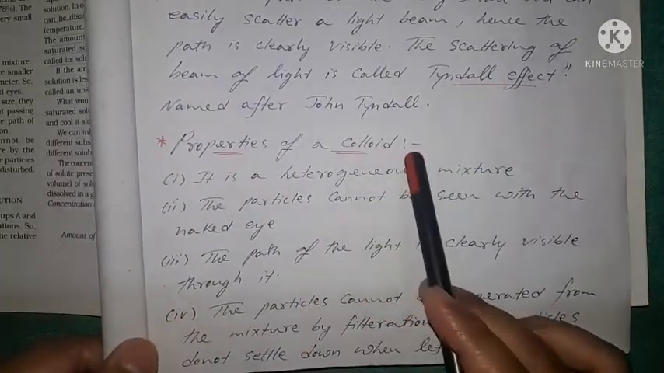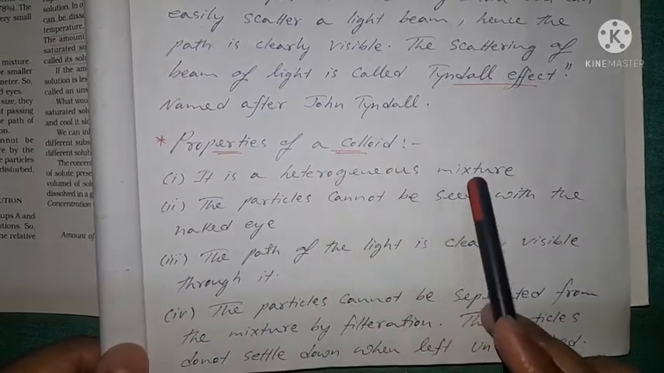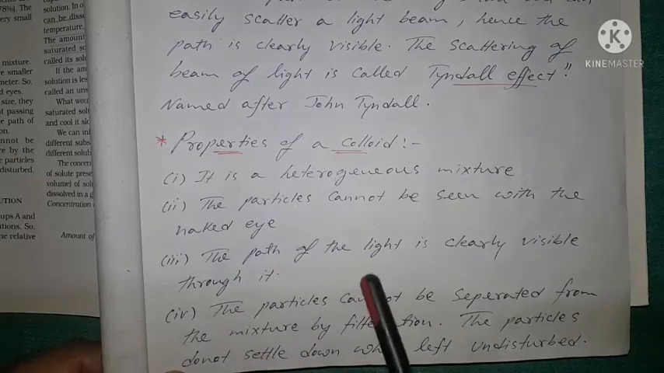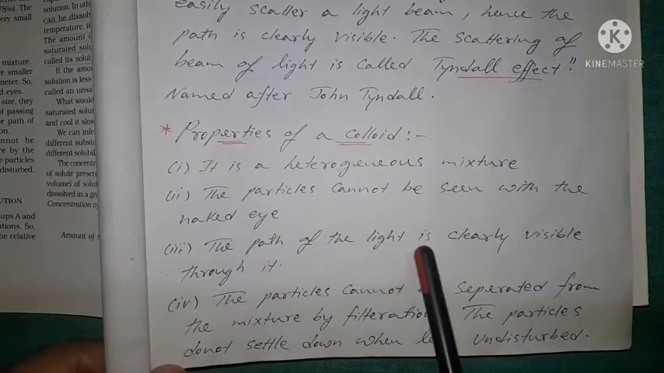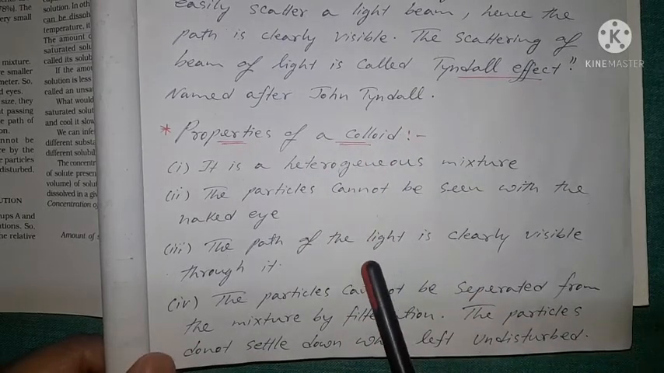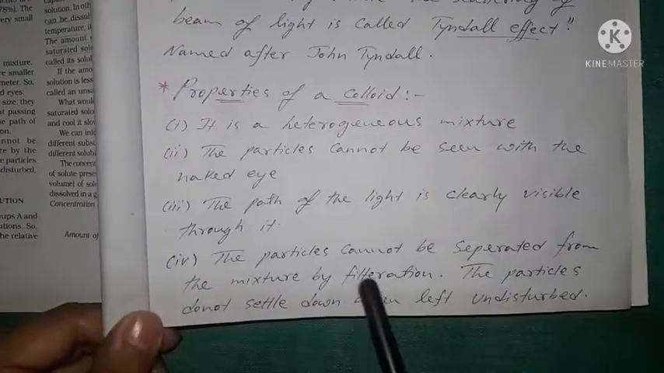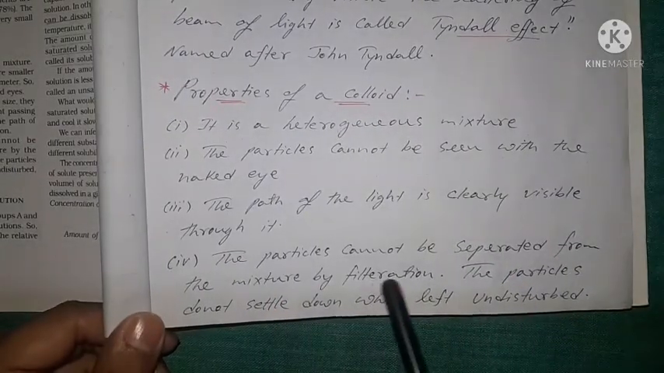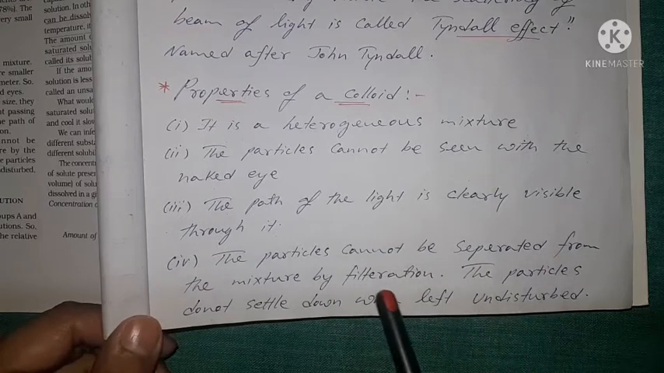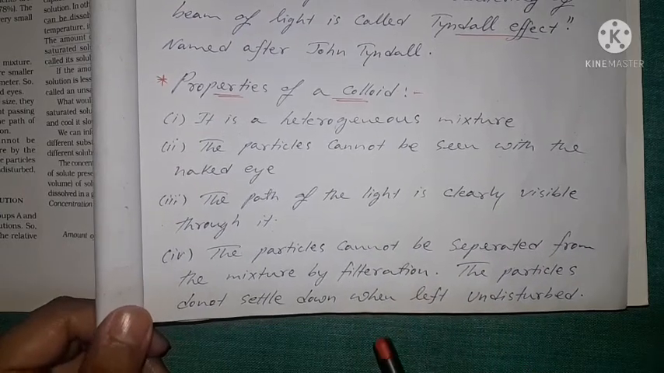Now, properties of a colloid. It is a heterogeneous mixture. The particles cannot be seen with the naked eye, and the path of the light is clearly visible through it. As we have already mentioned, the path of the light is clearly visible through a colloid. The particles cannot be separated from the mixture by filtration. So if we mix milk with water, we cannot separate the milk from water after mixing just by filtration.